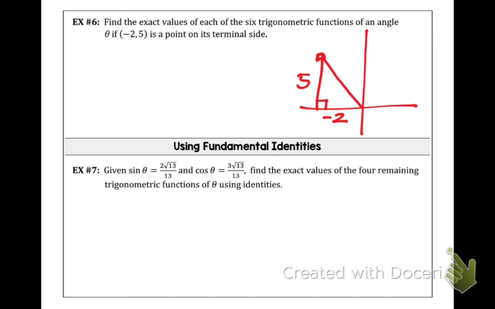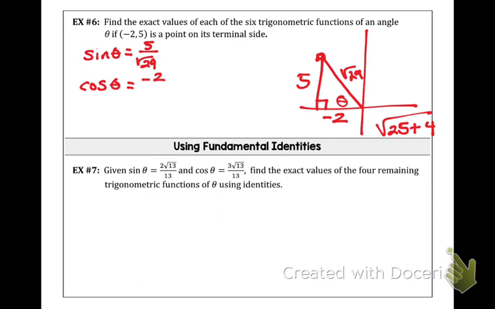Pythagorean theorem would be the square root of 5 squared, so 25, plus negative 2 squared, so 4, so root 29 would be the length of our radius. Here's our theta. Now, using that triangle, can we come up with all 6 trig ratios? The sine of theta, I'm going to be lazy and not rationalize, would be 5 over the square root of 29. Cosine of theta would be negative 2, so x, or adjacent, over the hypotenuse. Tangent of theta is opposite over adjacent, or y over x, so negative 5/2.